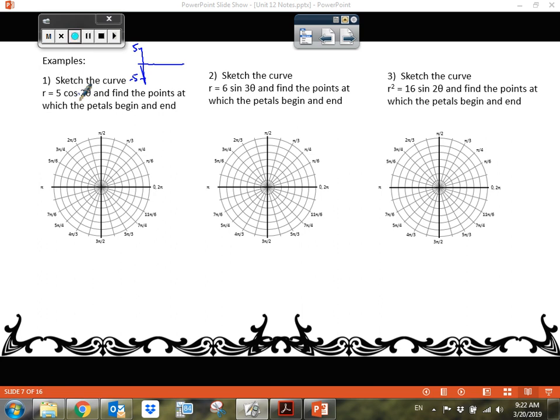This 2 theta, the 2, remember, is b. So if you recall from last semester, period equals 2 pi over b, right? So the period for this is going to be 2 pi over 2, or pi. This period would be pi. The Cartesian period would be pi. So let's start that out. Let's graph the Cartesian period.